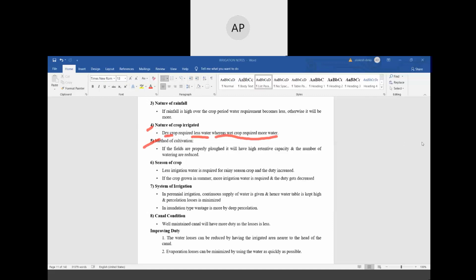There are various methods of cultivation, isn't it? If the fields are properly plowed, it will have high retentive capacity and the number of waterings are reduced. Next is season of crop. Less irrigation water is required for rainy season crops, and the duty is increased.